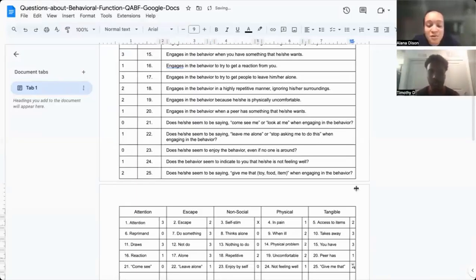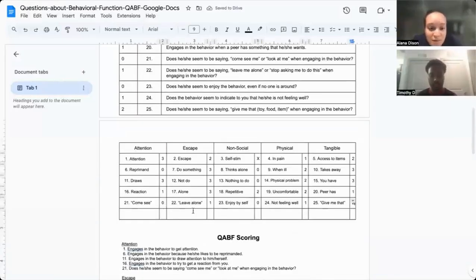Okay, so now we got our scores. Now we're going to add each column up. So for attention, we got 3, 0, 3, 1. So that's 7. Correct me if I'm wrong. I do not know how to add. I will correct you. All right. So escape, we got 2, 3, 3, 3, 1. So that's 12.